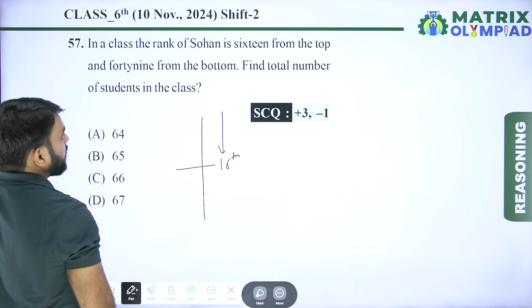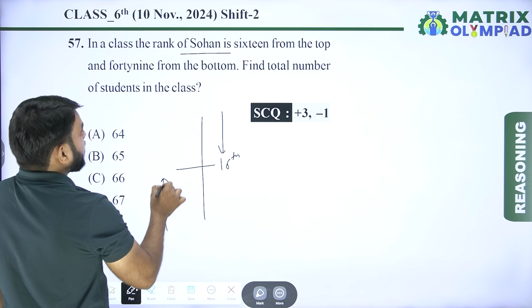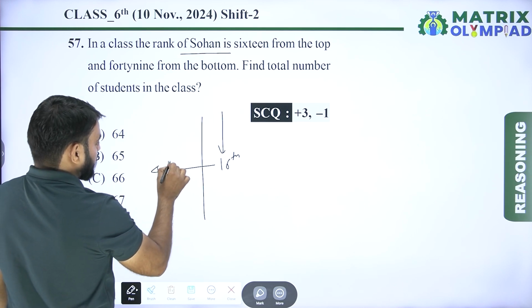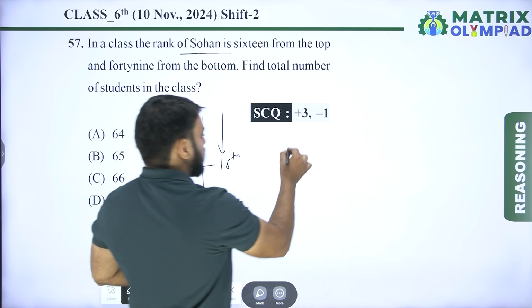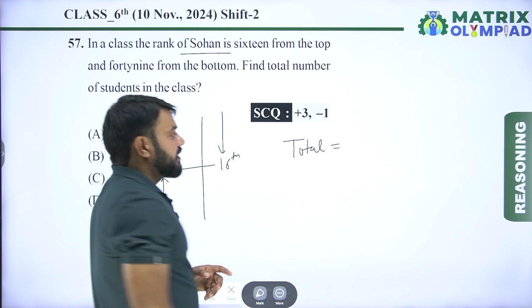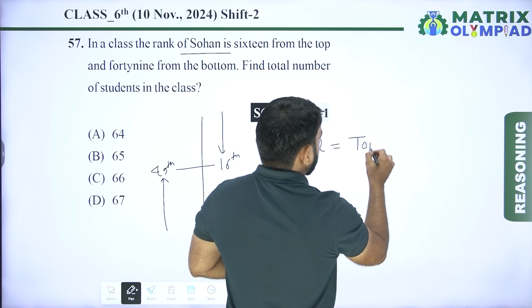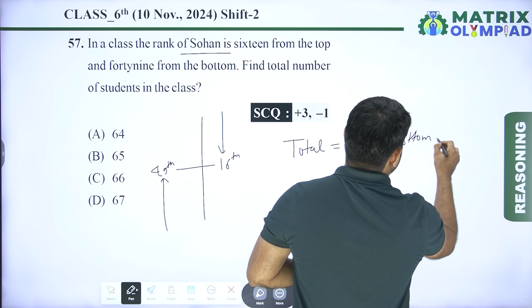And the rank of Sohan from the bottom is 49. Now find the total number of students in this class. So the formula is top position plus bottom position of the same person minus 1.